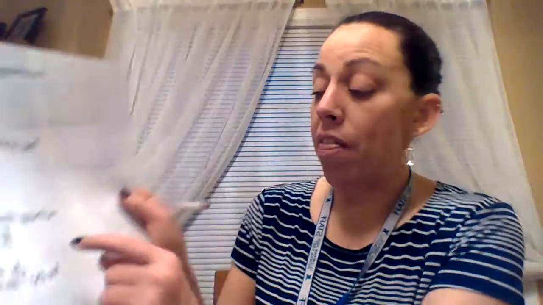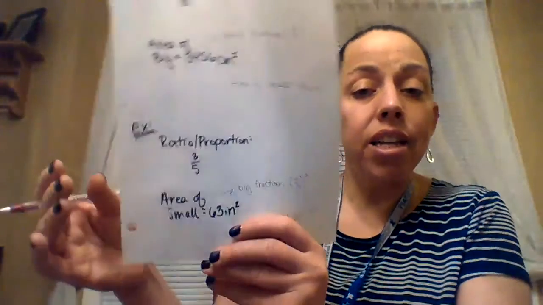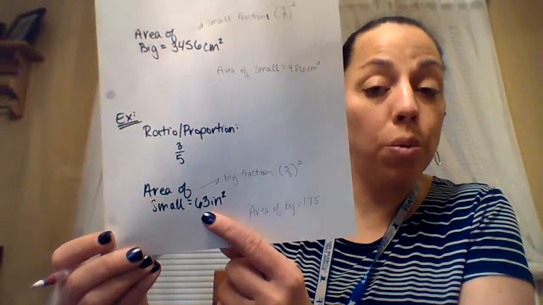So that means on my calculator, I'm going to take the area they already gave me, which is 63. And then I'm going to multiply it by the fraction I figured out was the bigger fraction, which is 5/3. But of course, I got to square it. Please don't forget to hit squared on your calculator. And so it looks like my answer for my paper would say area of big equals 175. And since this was 63 inches squared, my answer would be 175 inches squared.